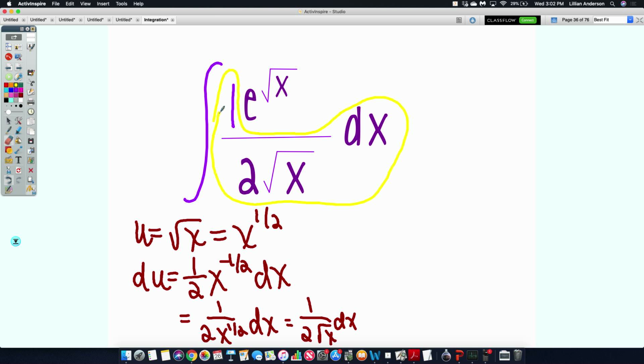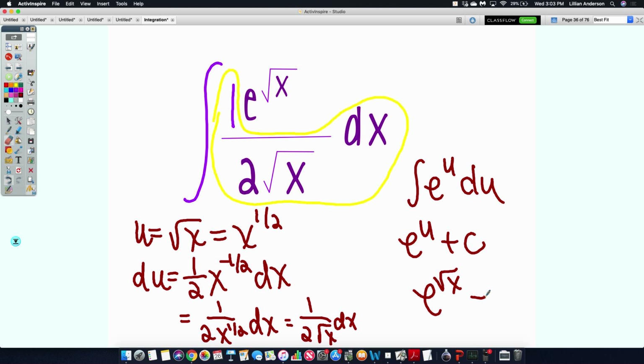So a good rule of thumb: if there's an exponent, especially with e as a base, that exponent more than likely is going to be your u. In this case, it wasn't the denominator, because the denominator happened to be the derivative of the square root of x. So then this becomes the integral of e to the u du, because what I've highlighted in yellow is the derivative of x to the 1/2. So this becomes e to the u plus c, but I write in what I replaced u with. So that becomes e to the square root of x plus c.